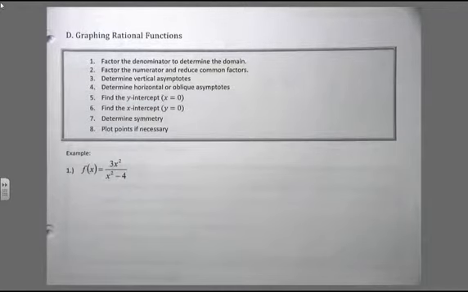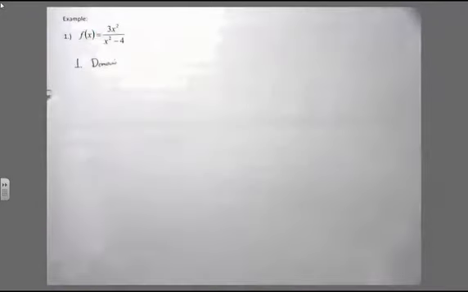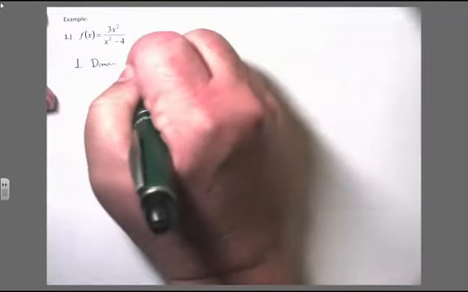So, here we go. I got a function here. F of x is equal to 3x squared divided by x squared minus 4. Step 1: what's the domain of this function? Well, it's a rational function. I don't care if it cancels or not. Take the denominator, set it equal to 0, and solve it. What's my denominator? X squared minus 4. Set it equal to 0 and solve.